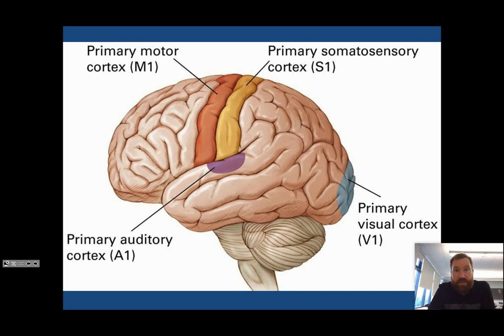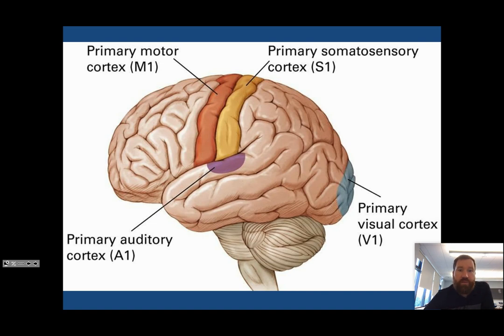I need to decide to get up and go for a walk. I need to see something coming at me and move out of the way. I need to write this information down in the notes, and I need to be able to control my hand as I'm doing it. The primary motor cortex is at the end of the frontal lobe, but it is in the frontal lobe, again, because that is where we're making decisions, planning, judgments, etc.